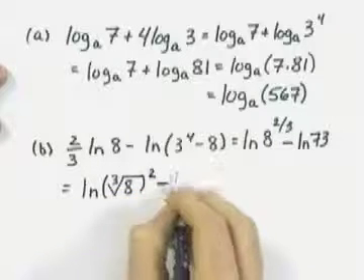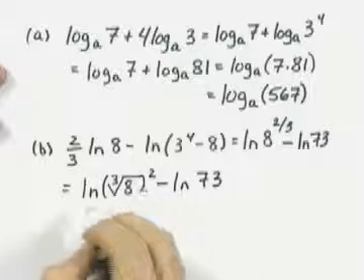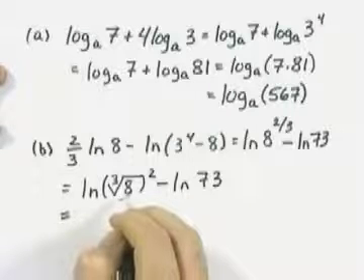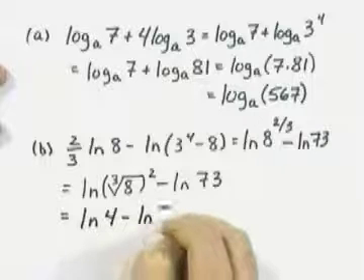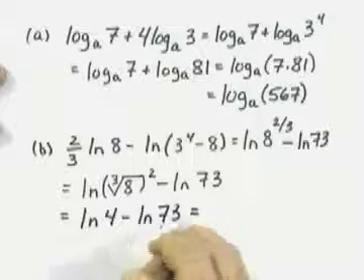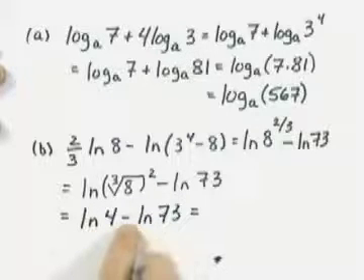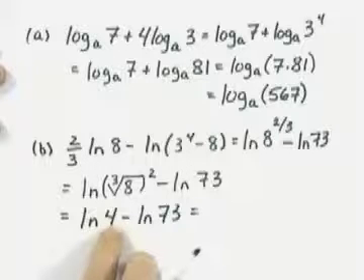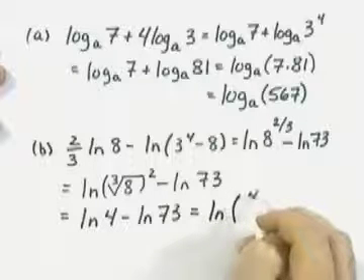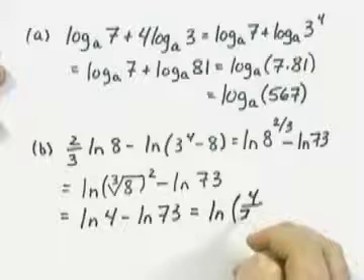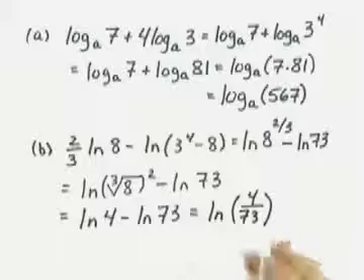the result. And so I have the natural log of the cube root of 8 and then squared. The cube root of 8 is 2. 2 squared is 4. So I have the natural log of 4 minus the natural log of 73. Now, since both of these expressions have the same log, base e, and I'm subtracting, I take this log and write it as a single log as follows. The natural log of the first term goes in the numerator and the second term goes in the denominator. So I have the natural log of 4 over 73.